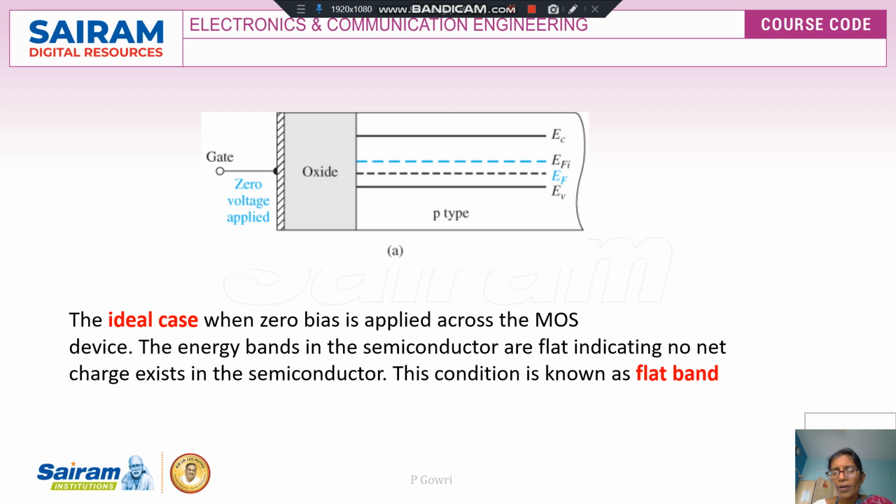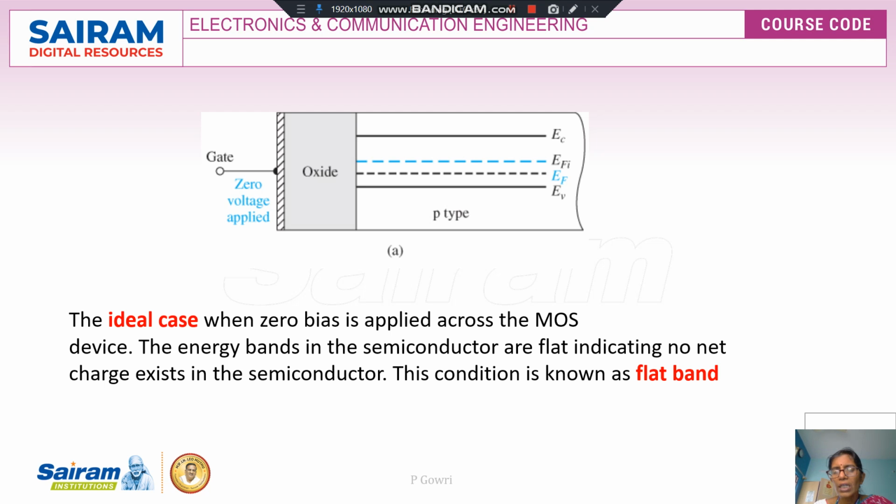And we know that for a p-type material, the Fermi level will be slightly above, near to the valence band. And for the n-type material, the Fermi level will be below the conduction band, that is, near to the EC. So now you take a MOS capacitor, and the MOS capacitor consists of a gate, then an oxide or an insulator layer followed by the semiconductor material.